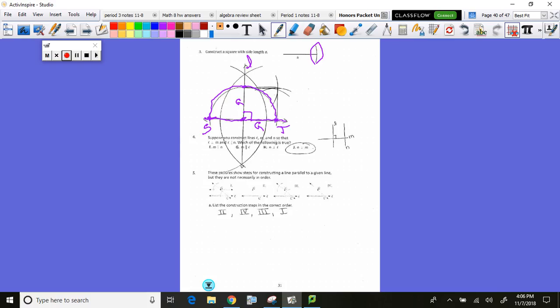So I used my measurement for A and went from here to here, measurement for A from here to here. That point A intersection completes my square. Choice 4 is my answer there, and then my order goes 2, 4, 3, 1.